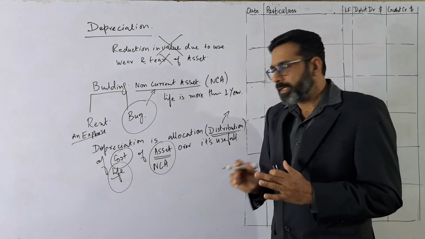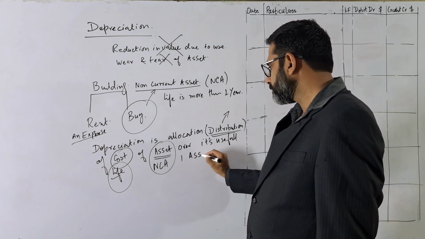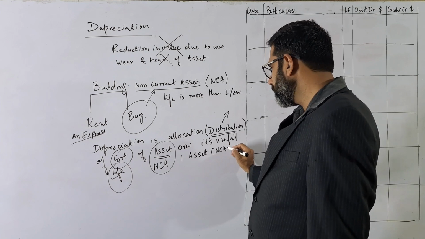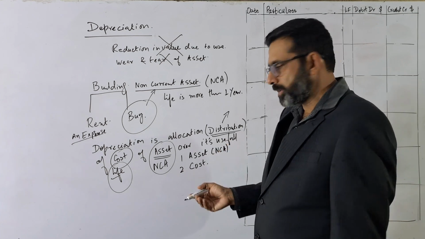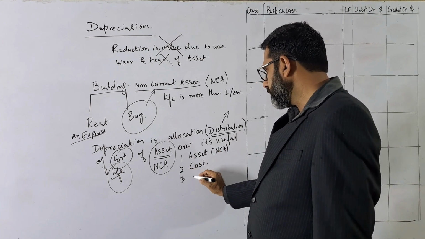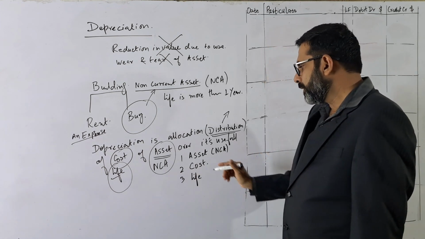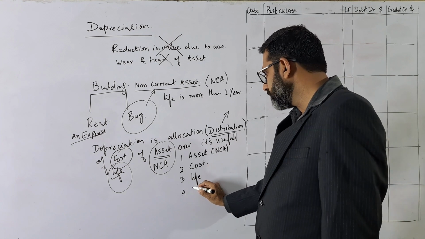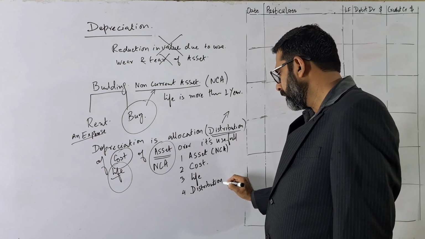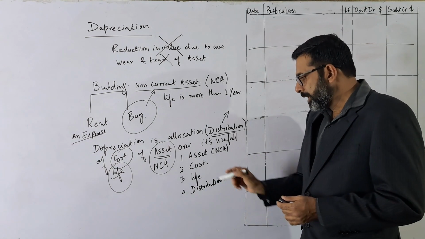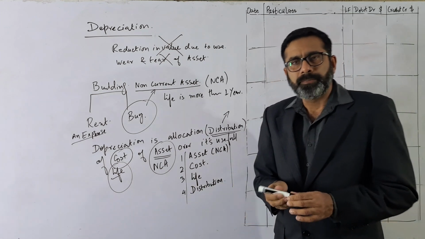So the first important thing is the concept of the asset, and that asset should be a non-current asset. The second thing that is important is the concept of the cost. The third thing that is important is the life of the asset. And the fourth thing that is important is the distribution, or what we can say as allocation. So these 4 points are very important when we are discussing the concept of depreciation.